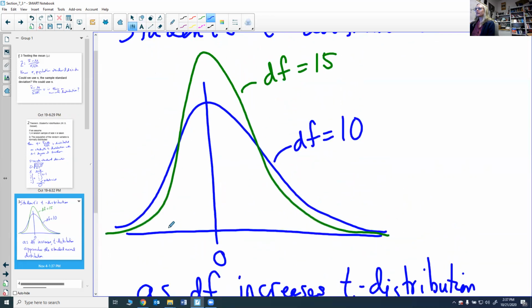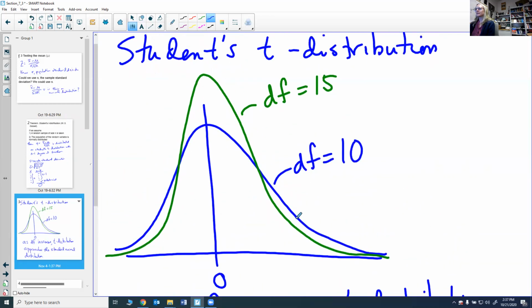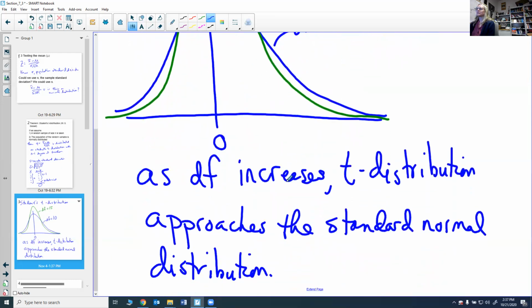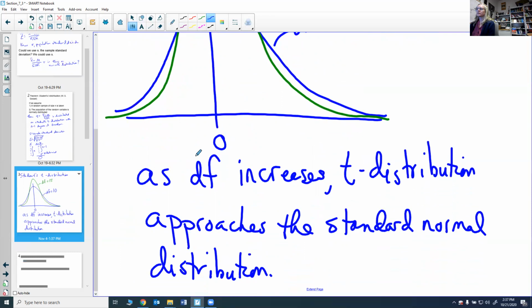And it turns out if you look at this, it's going to keep increasing like this, and it's actually going to look a lot like a normal curve. So as your degrees of freedom increases, you're going to get closer and closer to a normal curve. And that's all this says: as the degrees of freedom increases, the T distribution approaches the standard normal distribution. The standard normal distribution is the one that's centered at 0 with a standard deviation of 1.